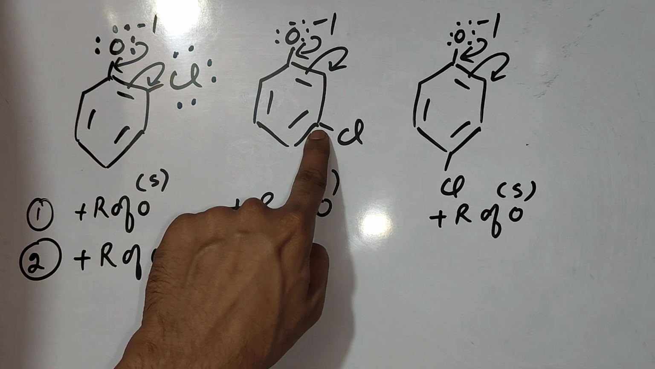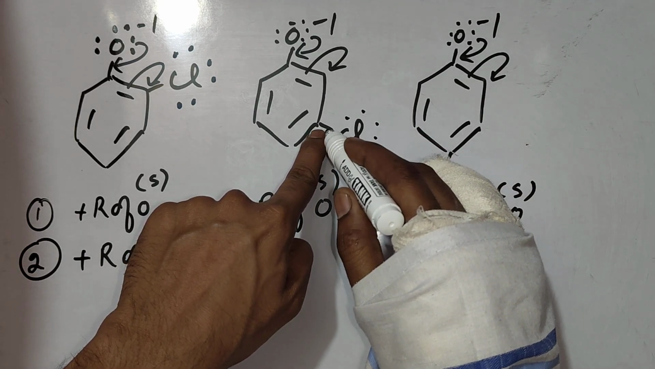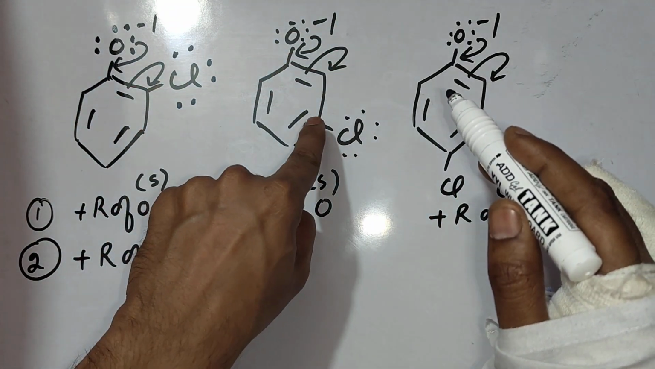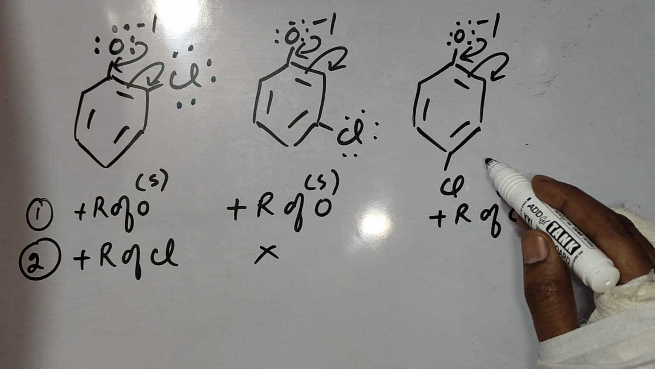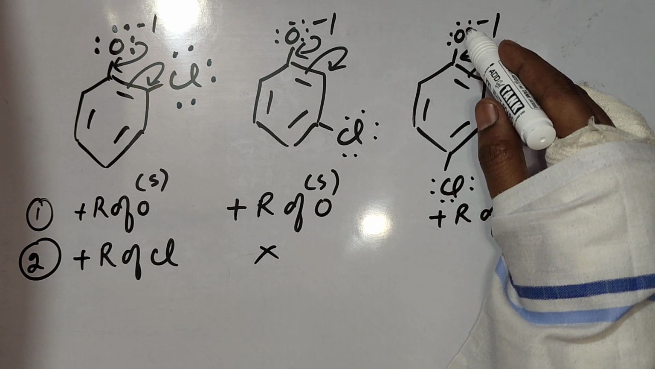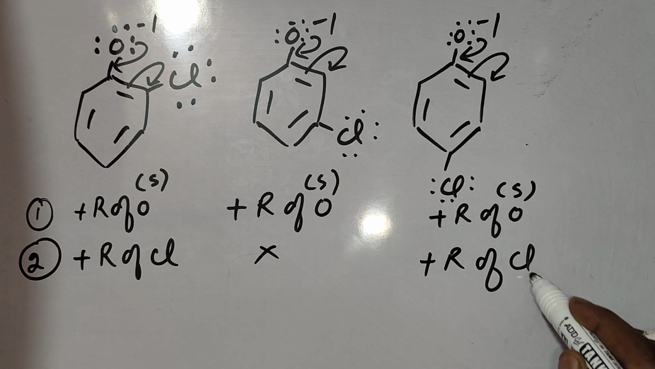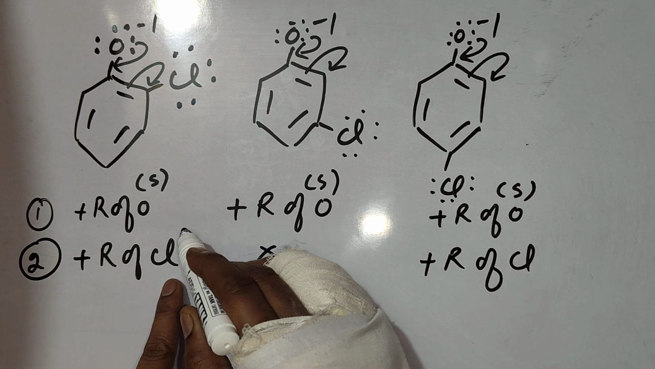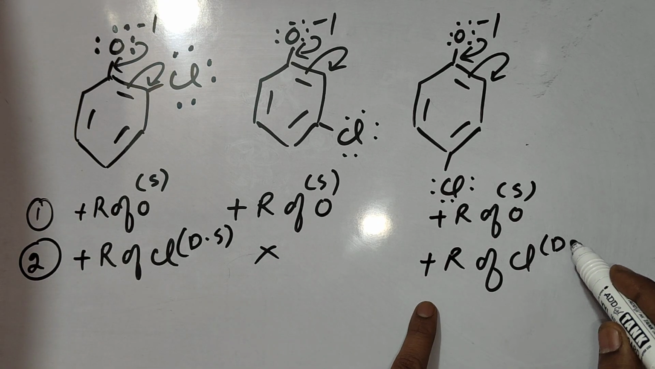In previous video, I told you from meta position, if it will donate electrons in resonance, means plus R effect it will show, but those electrons will not come on this carbon. Means this oxygen will not be affected by plus R of Cl, which is present on meta position. So here I will not write it. From para position, if it will show plus R effect, electrons will come on this carbon, which can affect the stability of this oxygen. So here I will write plus R effect of Cl is operating. And you know, plus R of substituent will try to destabilize. D dot S. It's a destabilizing factor.